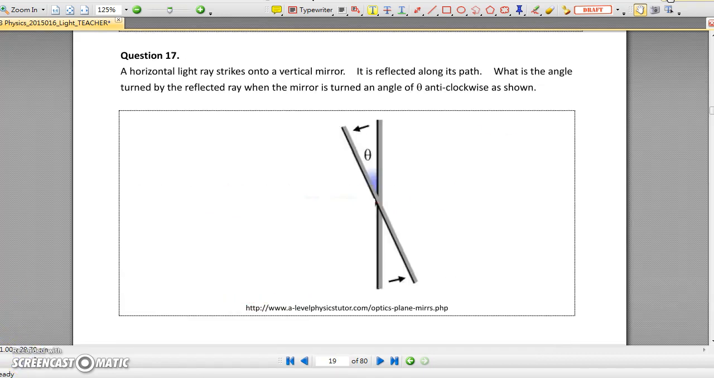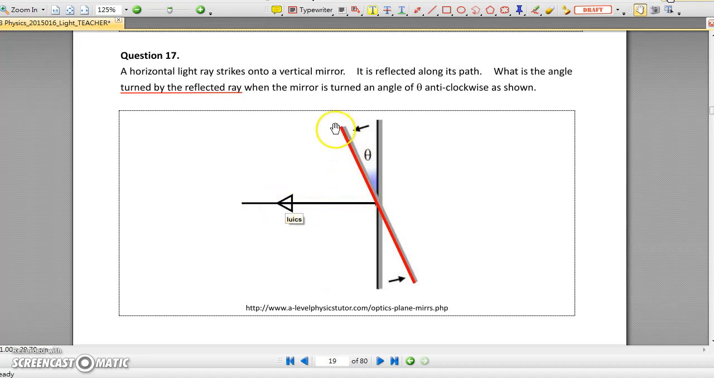Let me spend a minute on question 17 to make sure you understand what the question asks you. Now there is a plane mirror, vertical, and now the vertical mirror is going to turn by the angle theta. You are asked to find the angle turned by the reflected ray. What does that mean? First of all, when there is an incident ray, black in color, that go this way, and then it will be reflected back to the original direction.